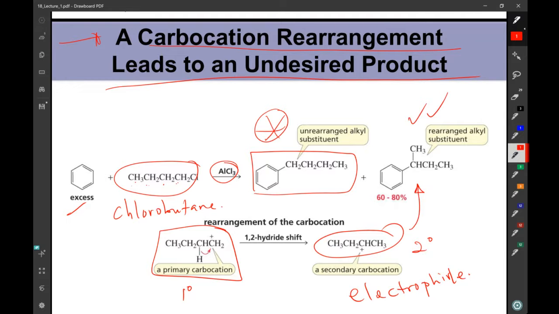That's the problem with a rearrangement. Question. Let me call this product A and let me call this product B. My question is, if I want to synthesize A, what should I do? How do I synthesize A? Because if I do it this way, I will always have a rearrangement and it will give me B. So I need to synthesize A. What should I do?